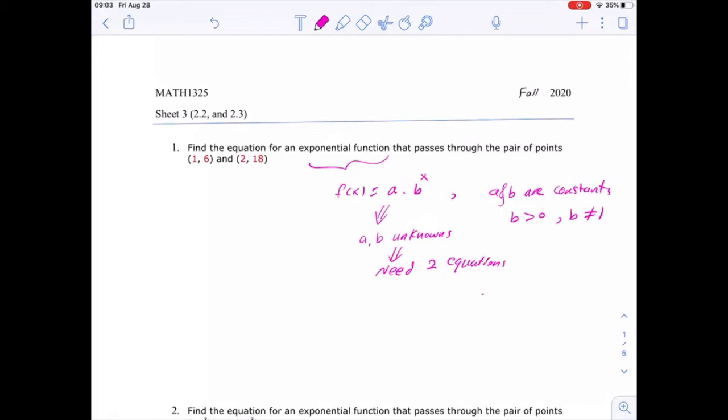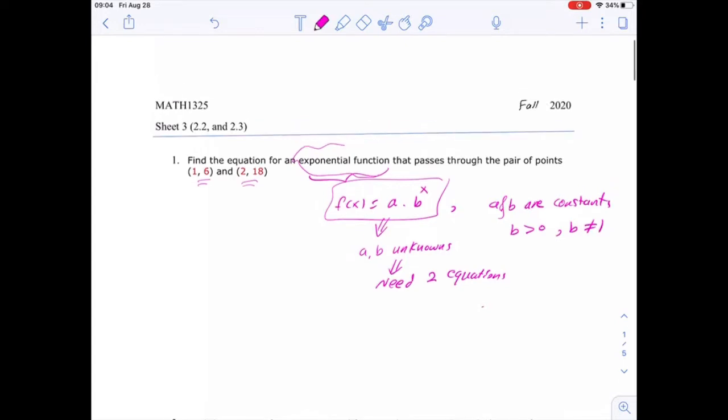Now let's look at the function here. f of x passes through 2 points. Then we can use those 2 points to find the formula, the equation of the exponential function. Before that, let me remind you of a well-known exponential function, f of x equals e to the power x. e here is a constant, with a value of approximately 2.718.